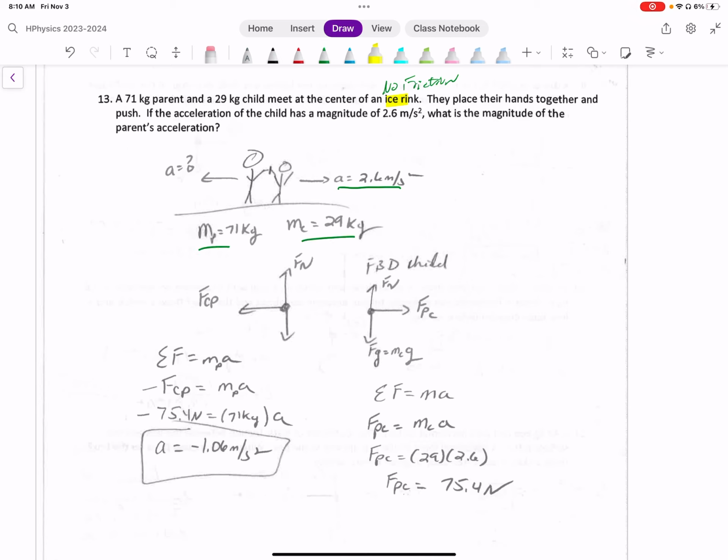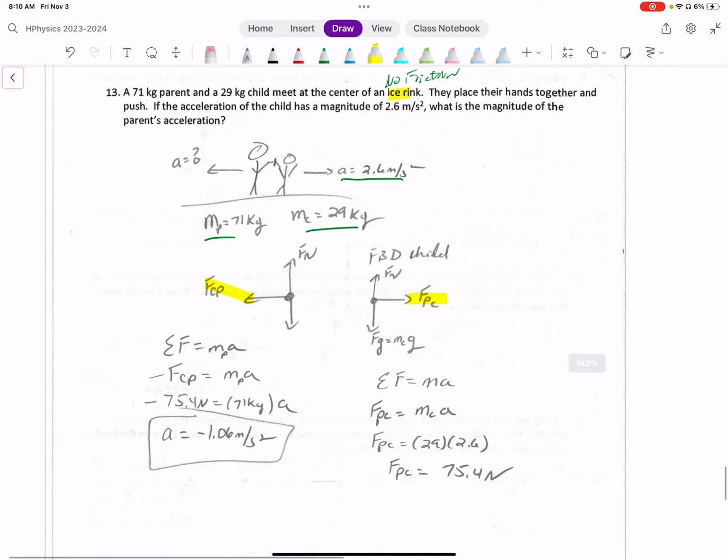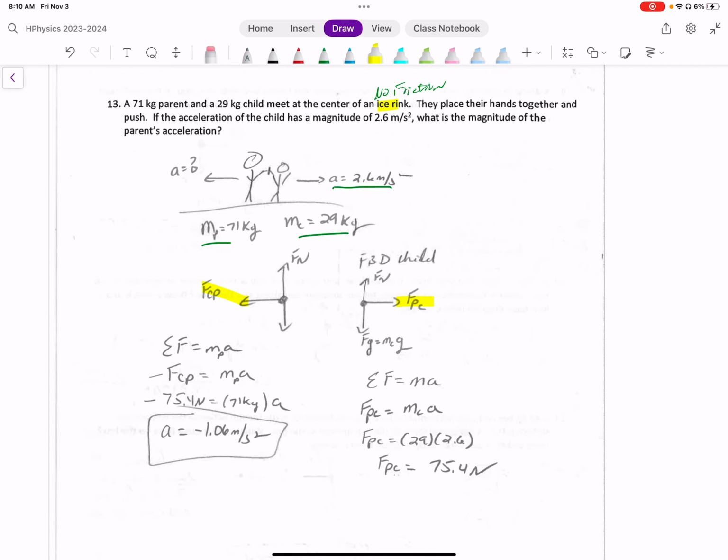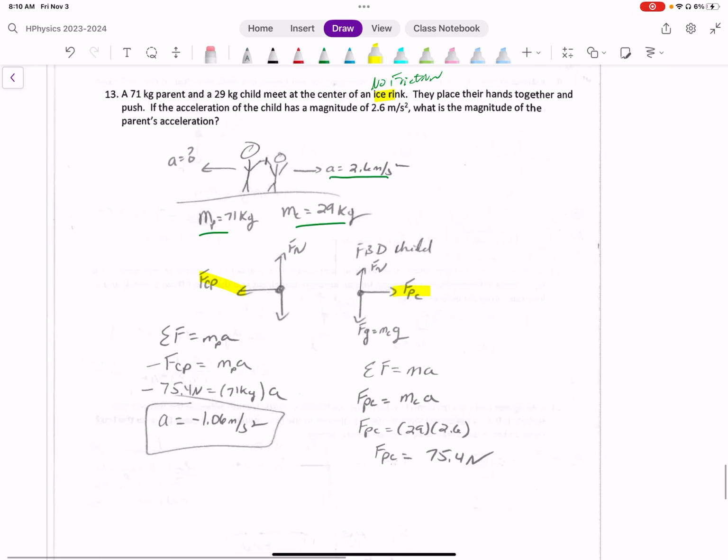Here are the free body diagrams. I have a push from the parent on the child and a push of the child on the parent. Newton's third law states that those forces are equal. We want to know the acceleration of the parent. However, I don't know the force that they use to push each other, but I can solve for it by summing the forces in the x direction on the child.